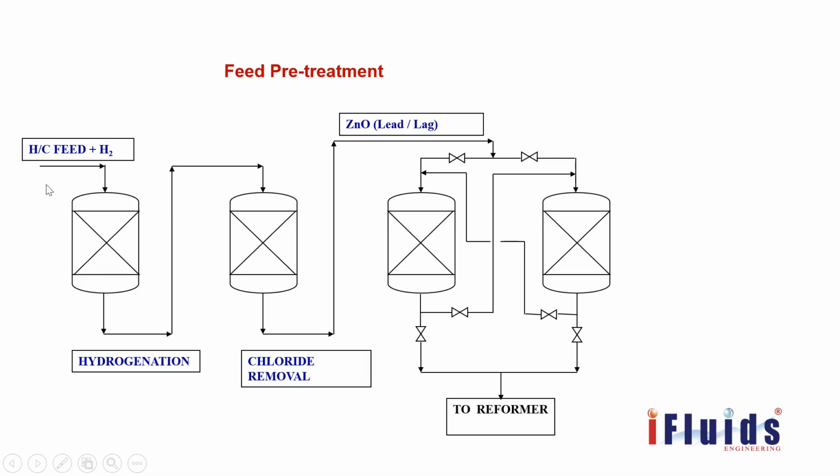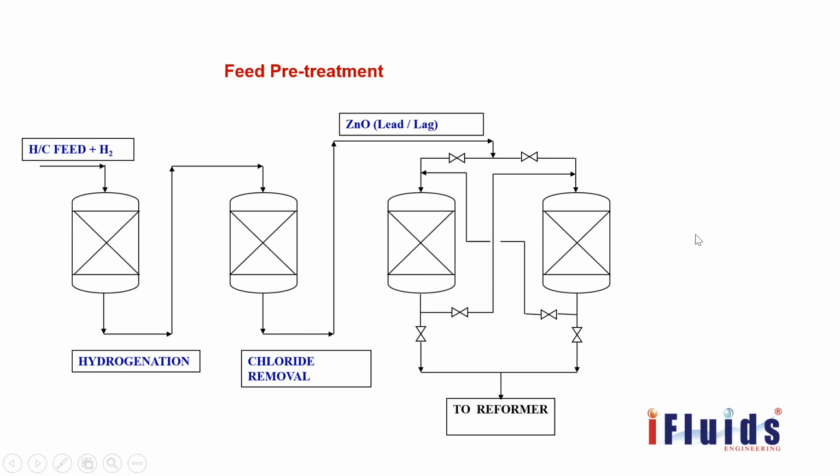This is the block diagram of the unit. The hydrocarbon feed enters along with hydrogen into the hydrogenation reactor, where we have cobalt molybdenum catalyst. Next is the chloride removal bed, where we have potassium carbonate as the catalyst, and the last one is the zinc oxide bed. Here all the inorganic sulfur compounds are removed, and it also catches any slippage of sulfur from the previous reactors so that it will not harm the reformer catalyst.